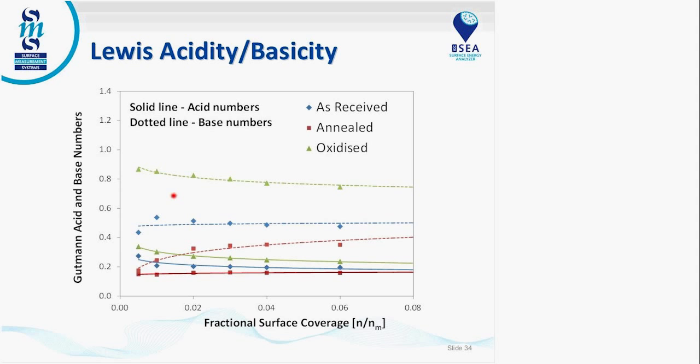And this is the Gutmann acid-base concept again. This is the base number in dashed lines, the acid number in solid lines. As you oxidize it, you increase both the surface acidity and surface basicity, but the bigger effect is on the surface basicity. The materials become much more surface basic as you oxidize them.